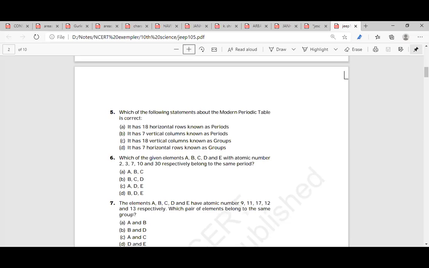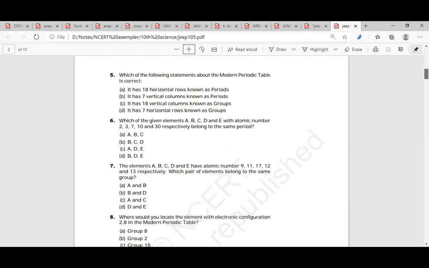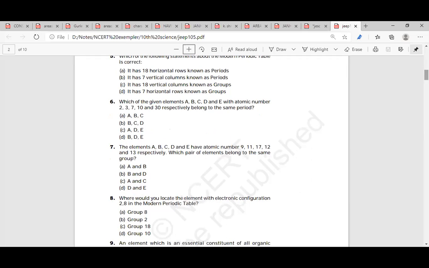The elements A, B, C, D, E have atomic numbers 9, 11, 17, 12 and 13 respectively. Which pair of elements belongs to the same group? Same group. Electronic configuration only will help you out. What's the answer to this? Sixth one is B, BCD. Seventh one, C. A and C. Okay, right. 9 fluorine, 17 chlorine.